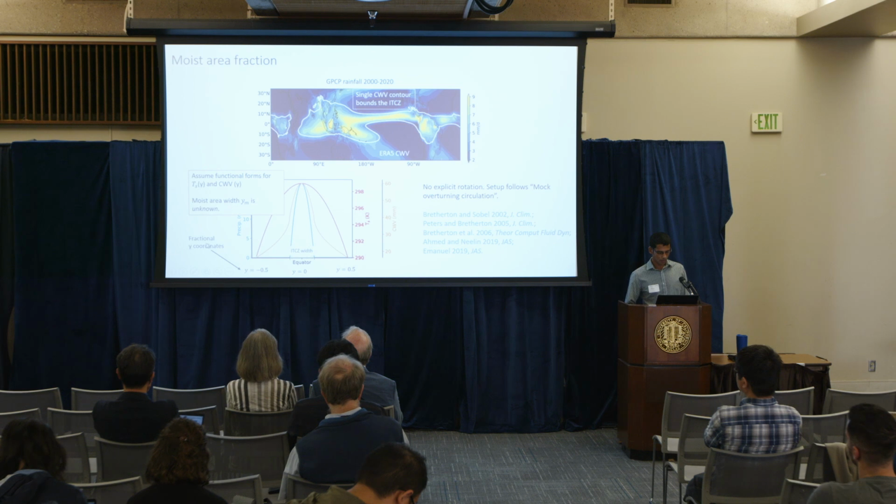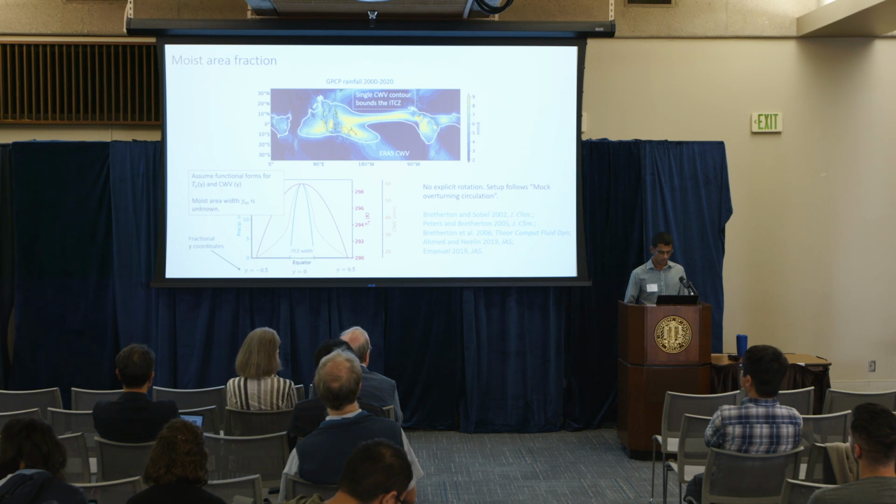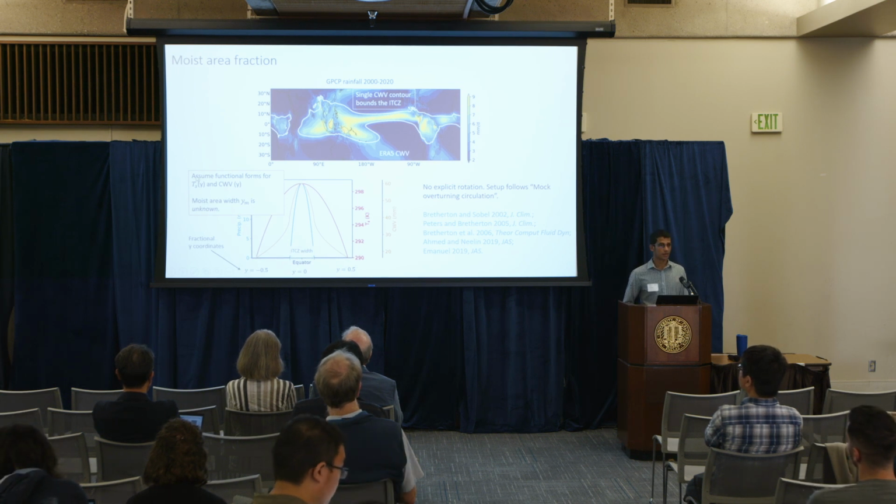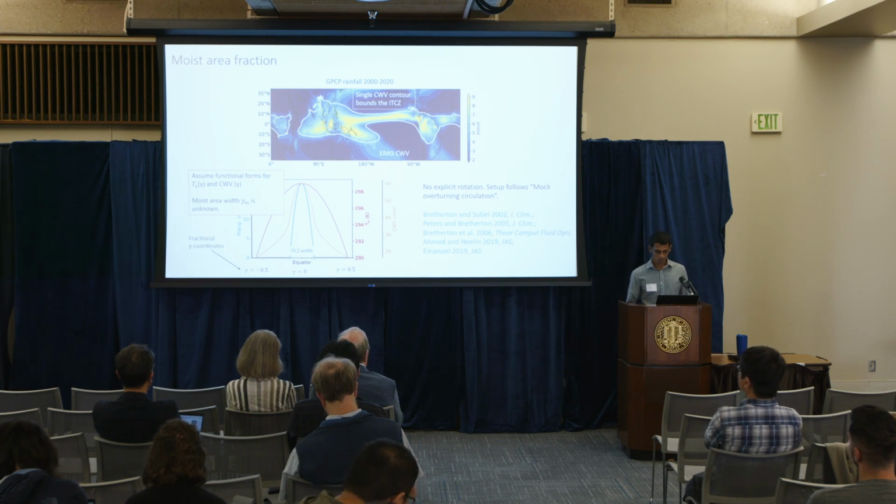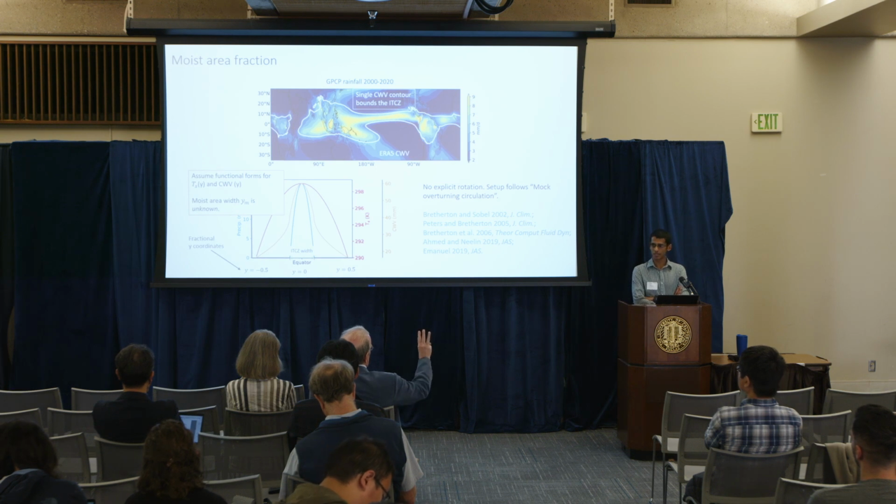So first, we deal with fractional coordinates. So there are no absolute distances, so everything is relative to the nominal equator. So the domain goes from negative 0.5 to positive 0.5. And then we also assume certain functional forms for the surface temperature as well as column water vapor. And we also neglect explicit rotation.